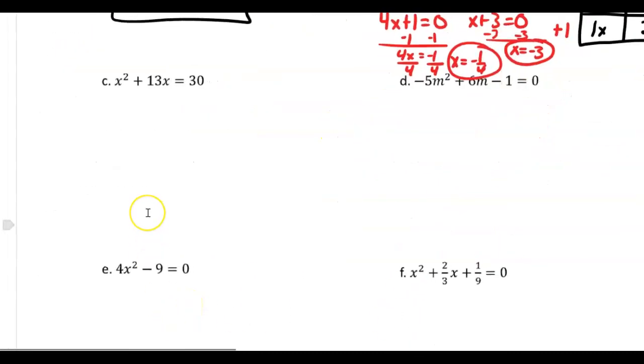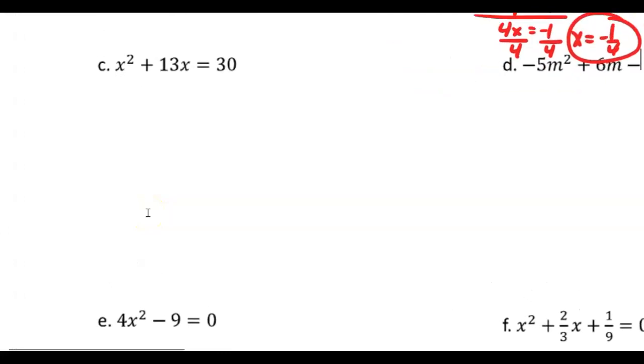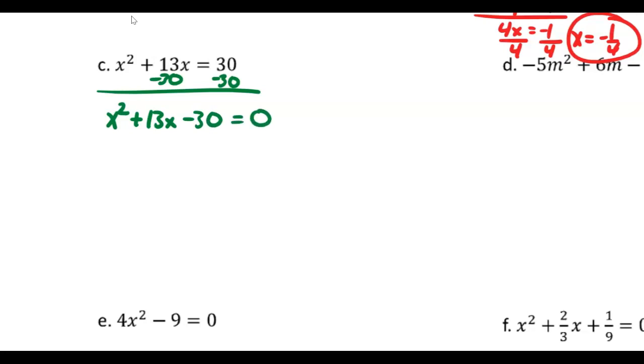We're doing the same thing here. So on C, we can't factor yet because it's not equal to 0. So what we have to do first is subtract the 30 to the other side. So now you can't combine the 13x and the 30. They're not like terms. So just write x squared plus 13x minus 30 equals 0. Okay, once it's equal to 0, now you're ready to factor. So you factor the left side.